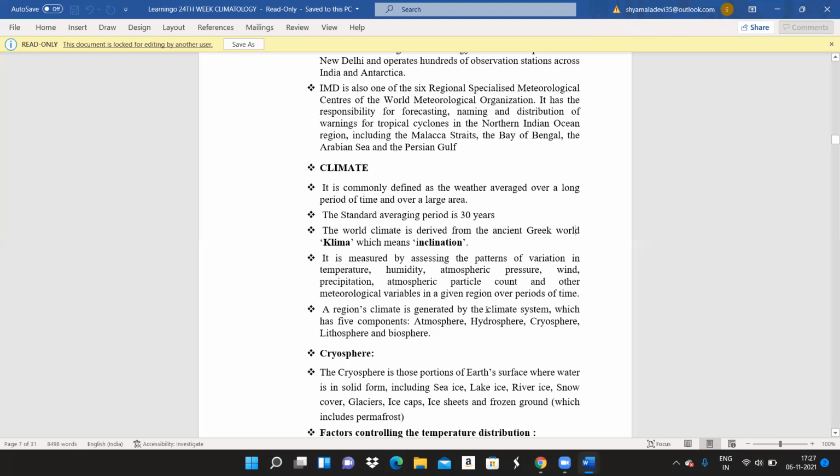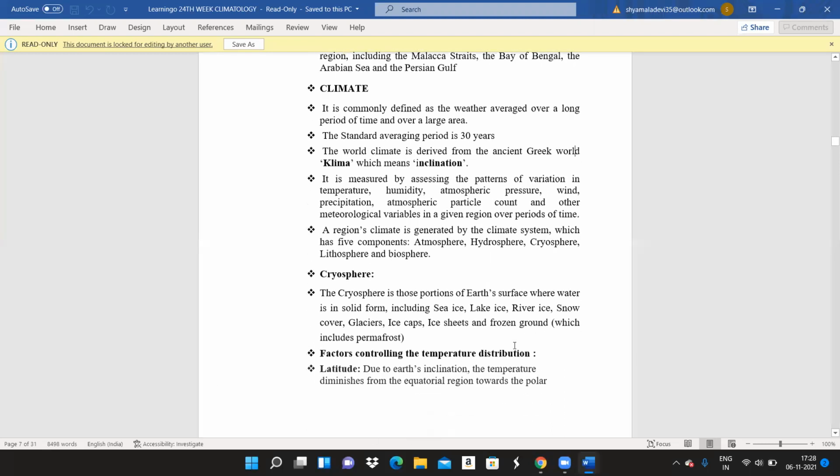A region's climate is generated with a climatic system which has 5 components. So how is it generated? It is because of the atmosphere, hydrosphere, cryosphere, lithosphere, and biosphere. These are all the various spheres by which a climate system is described in a particular country.